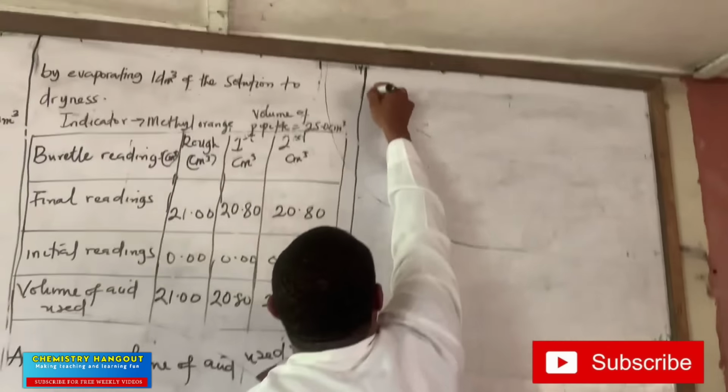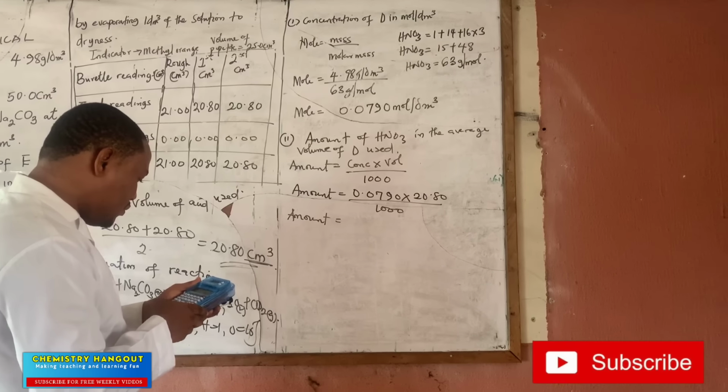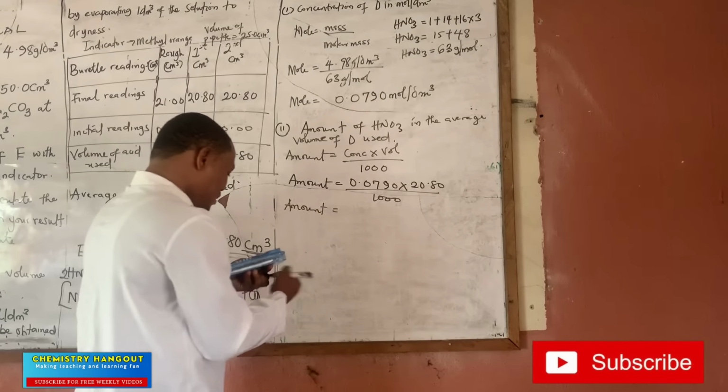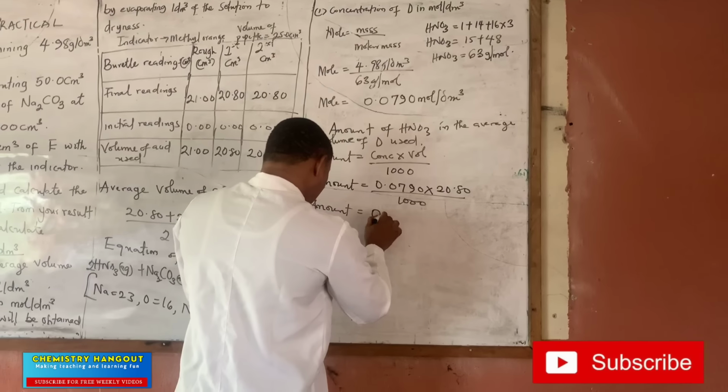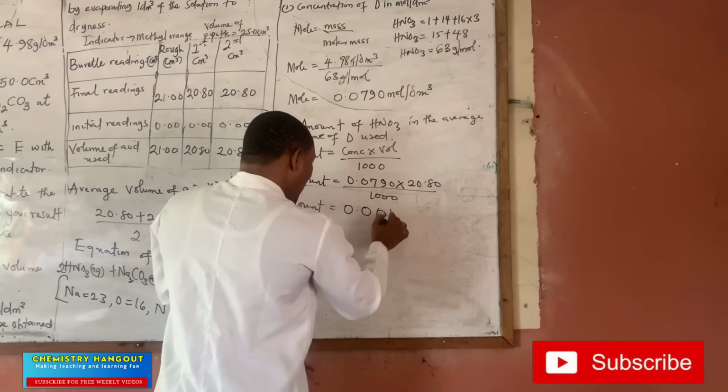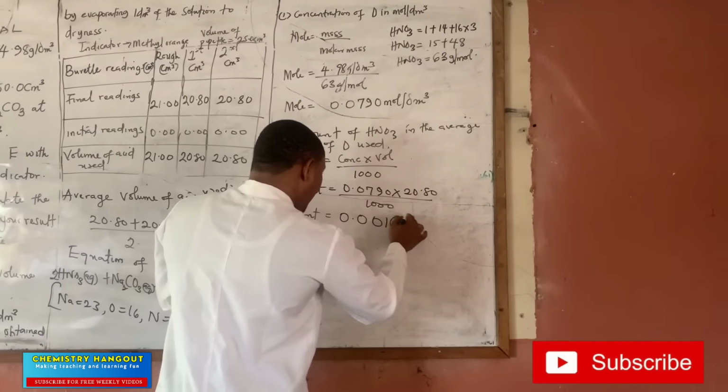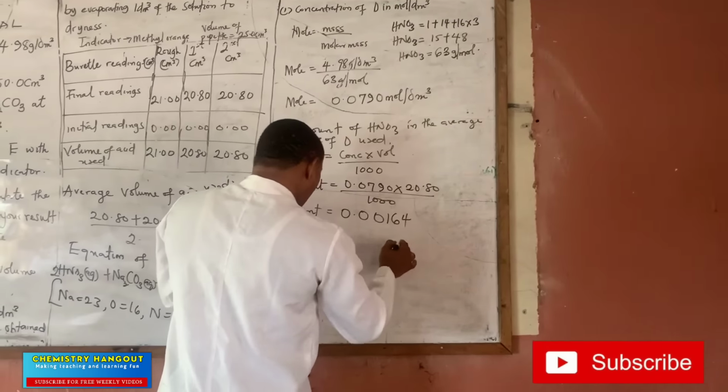So the amount will now be what? So that will be 20.80 times 0.0790, okay, divide by 1000. That's 0.00164 moles. I don't know if you are here.